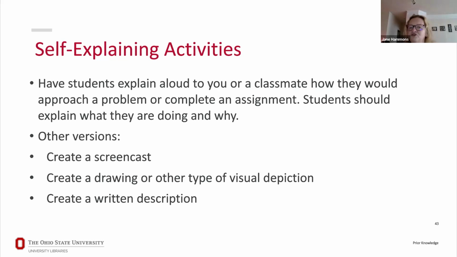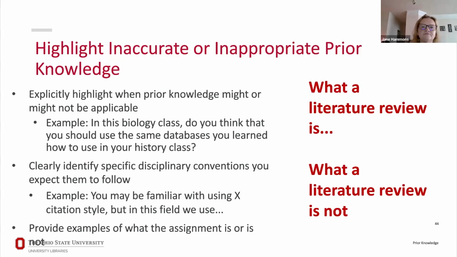So there's lots of ways that you can do self-explaining activities, but having students actually have to explain what they're doing, maybe try to teach what they're doing to someone else, can be really great in identifying what they do or don't already know about something.